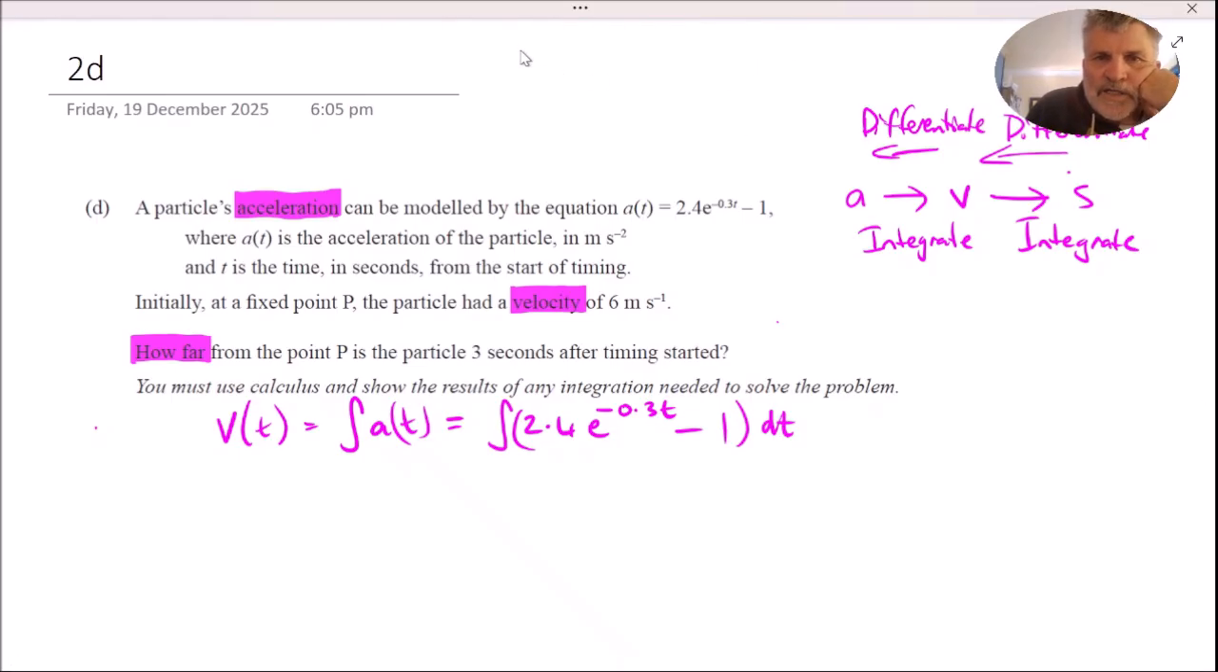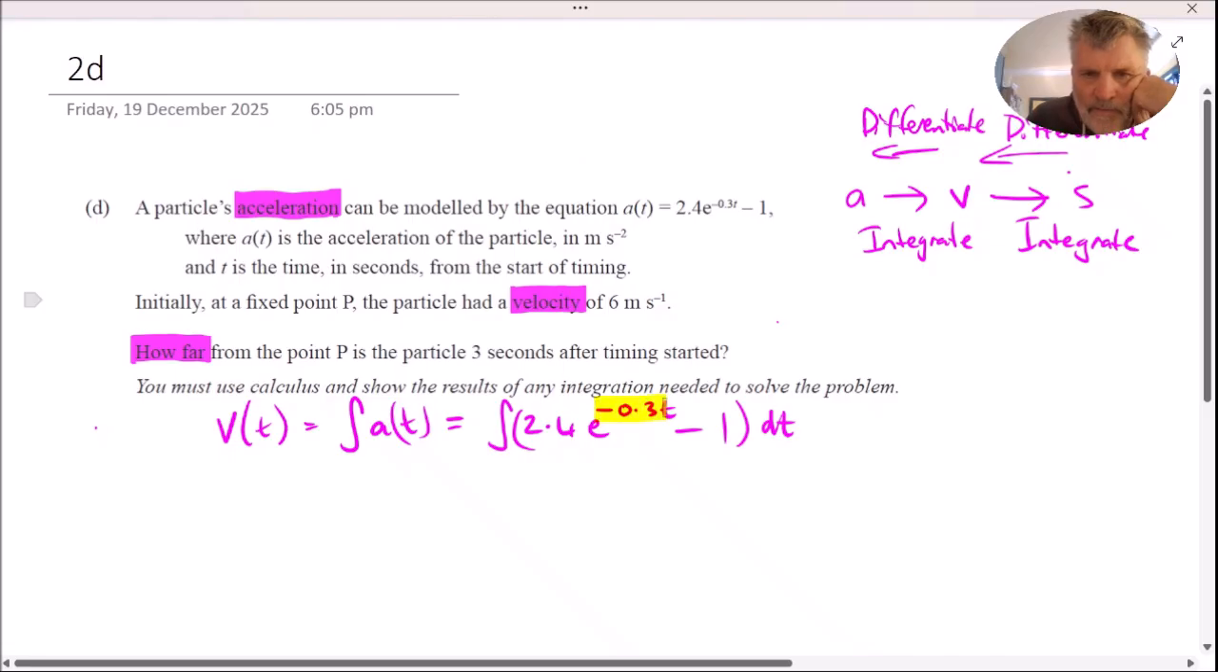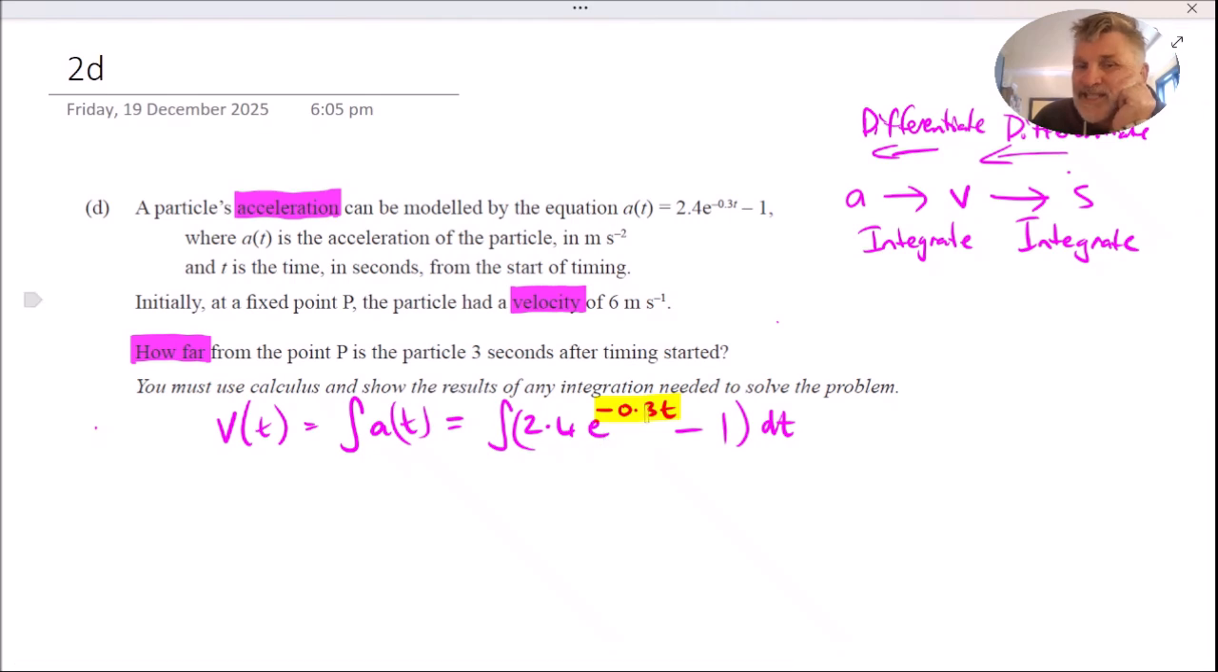This is one of these linear bits inside a function again, so we can just treat this as e to the t, similarly to e to the t, and then divide by the minus 0.3, the coefficient of the linear part of the variable part when we do the integral.